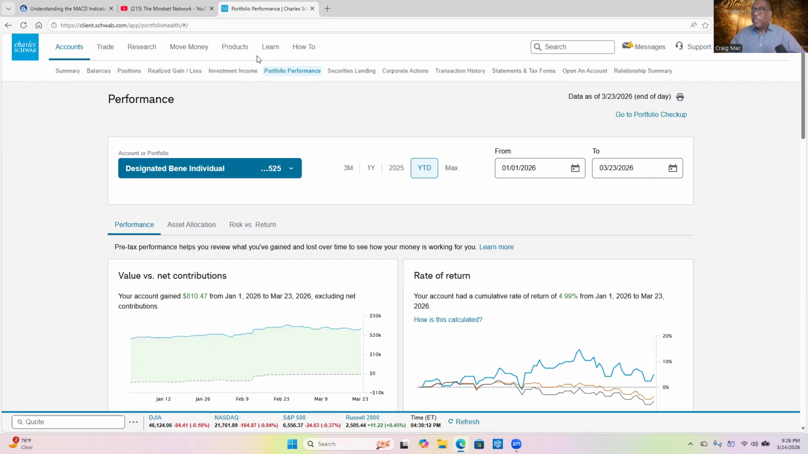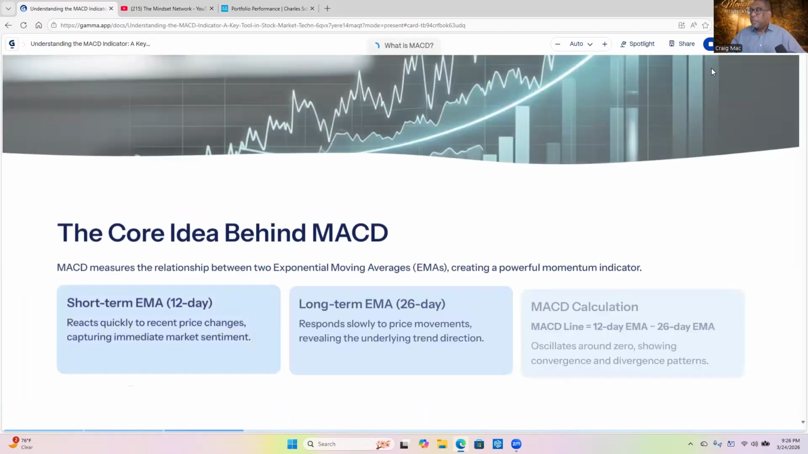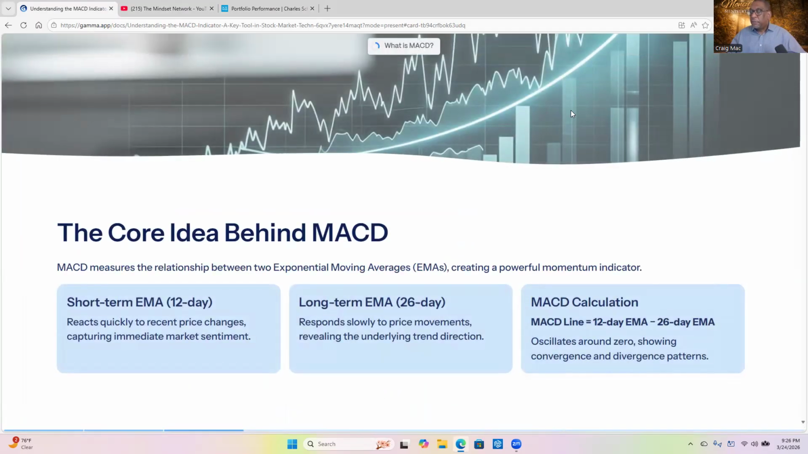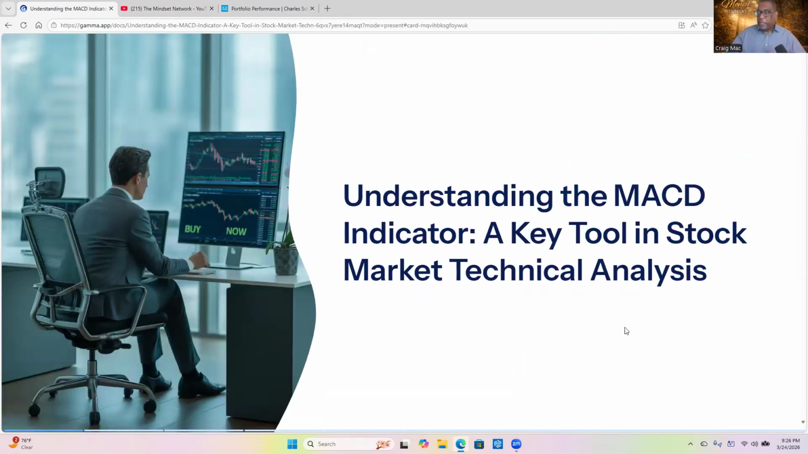So with that, let's move on to the presentation. Today we're going to talk about the MACD. Okay, let's go to the beginning. Understand the MACD indicator. It's a tool for the stock market and technical analysis.